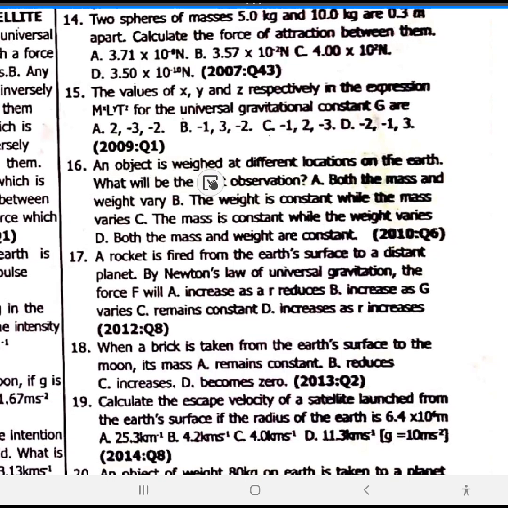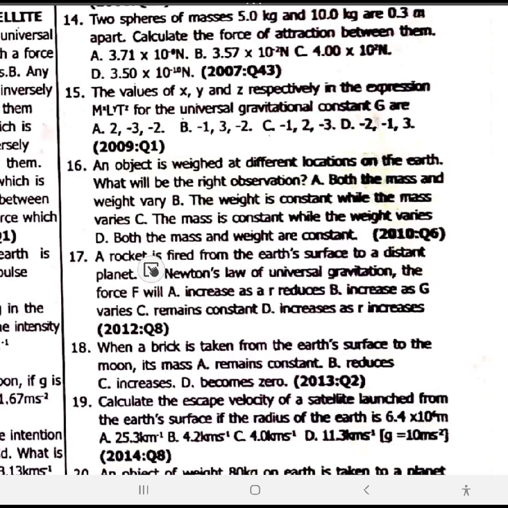An object is weighed at different locations on the earth. What will be the right observation? The mass will remain constant, but the weight will vary. So the mass is constant, its weight varies. 16 is option C.